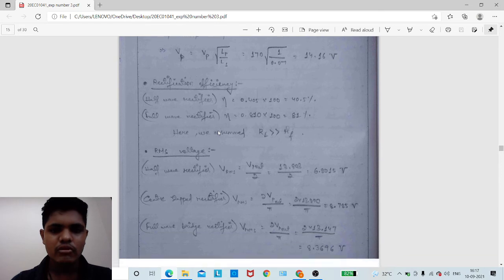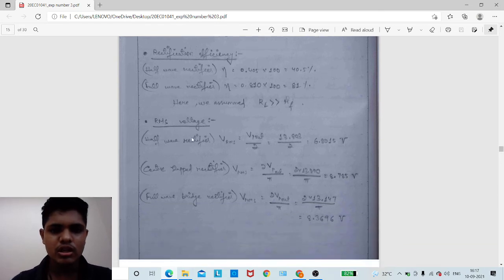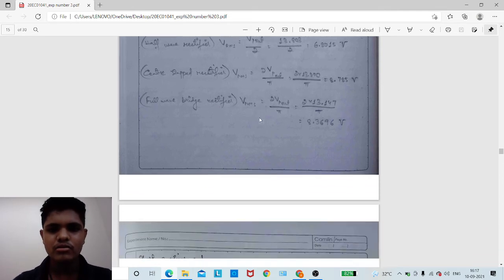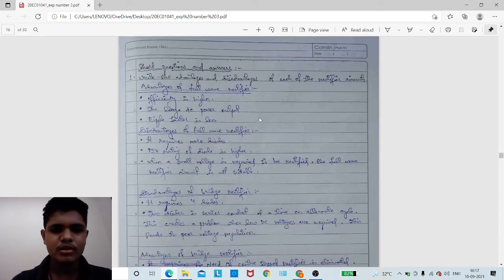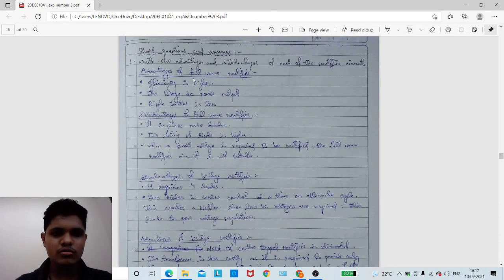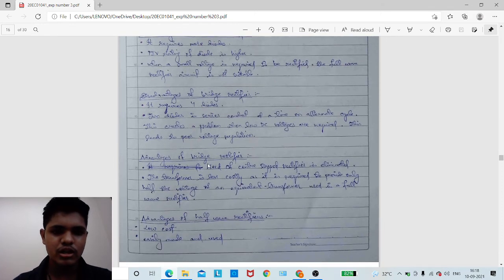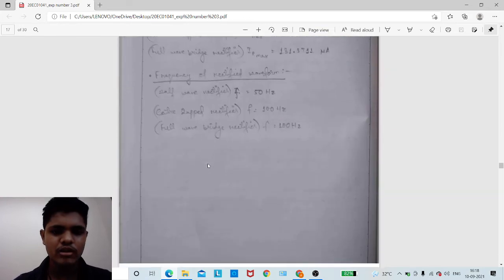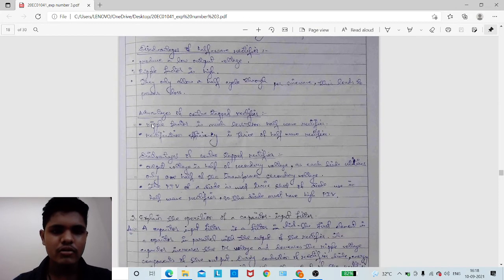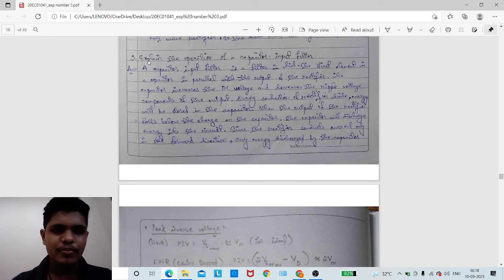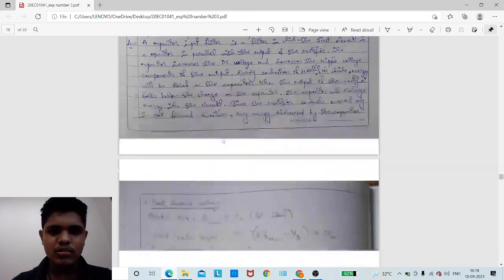These are the calculations we have done for rectification efficiency and RMS voltage, which can be found from the Vp out and Pp out. These are the short questions and answers. What are the advantages and disadvantages of each of the rectifier circuits? These are the advantages of the full wave rectifier, disadvantages of the full wave rectifier, then disadvantages of the bridge rectifier, and the advantages of the bridge rectifier. Likewise, we get the different advantages and disadvantages of the rectifiers we have done in this experiment. Then, explain the operation of a capacitor input filter.